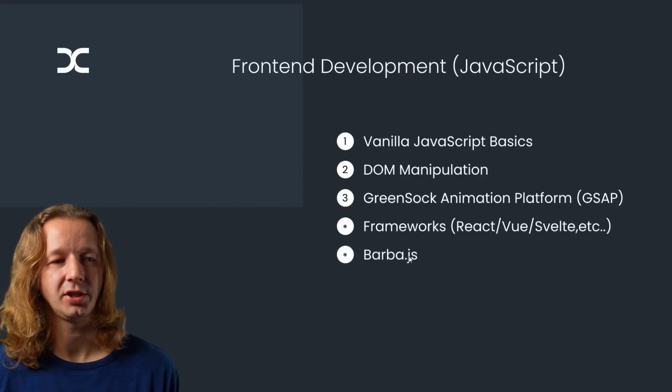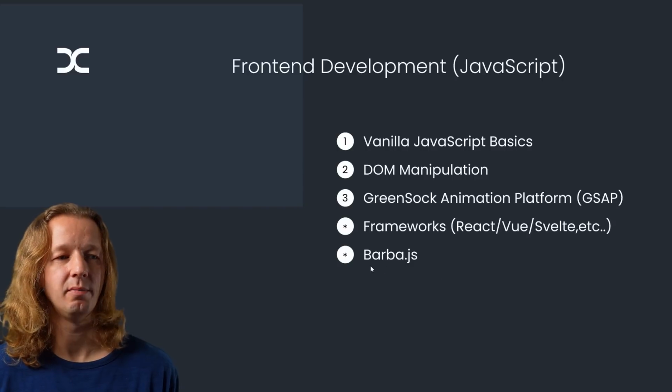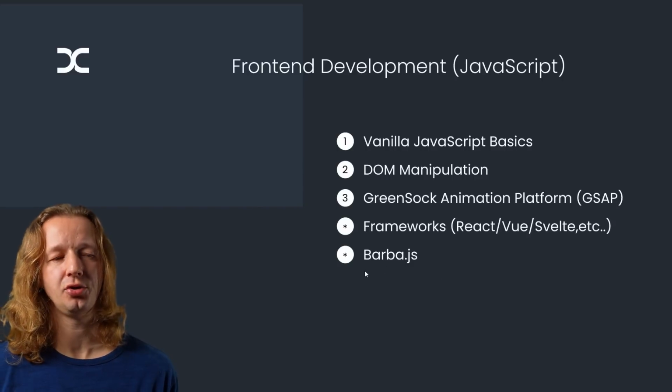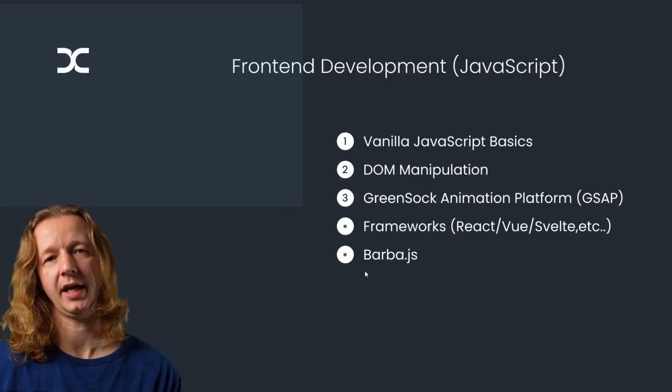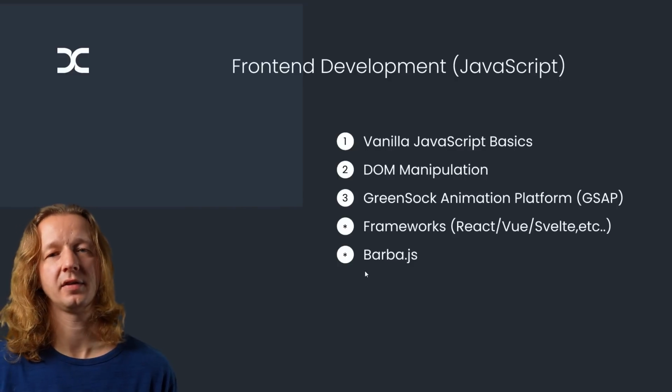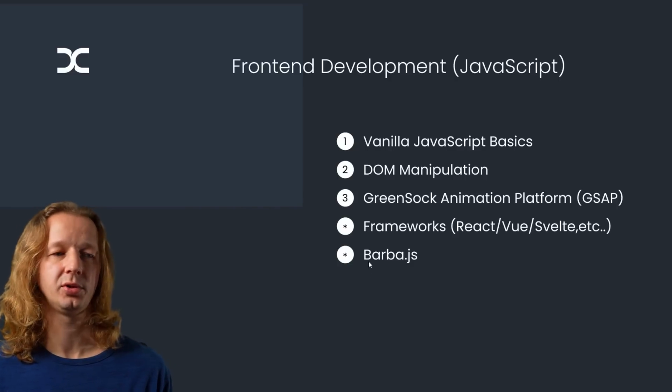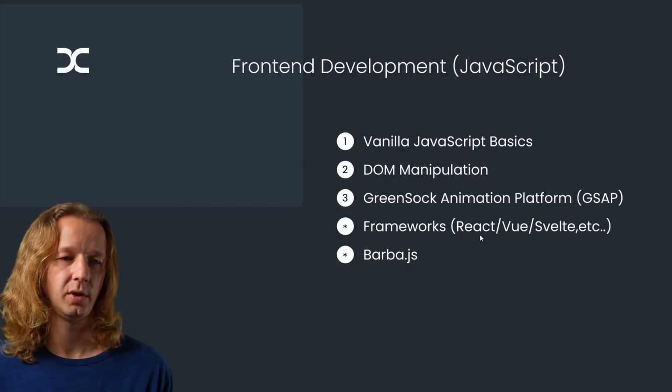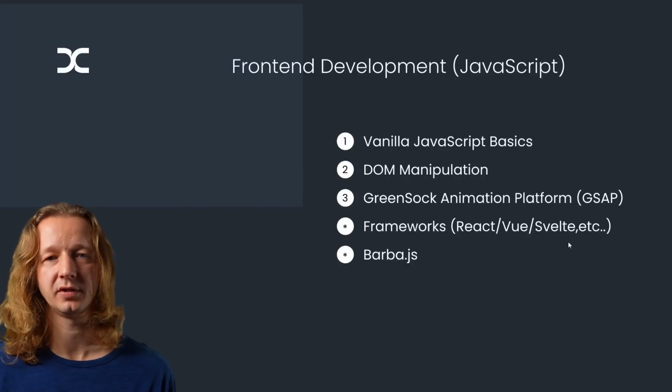For instance, Barba.js is not part of React, Vue, or Svelte, but it's one of those things that allows you to do smooth page transition animations easily. And a lot of the sites at awards actually use Barba.js over options like React, Vue, or Svelte.